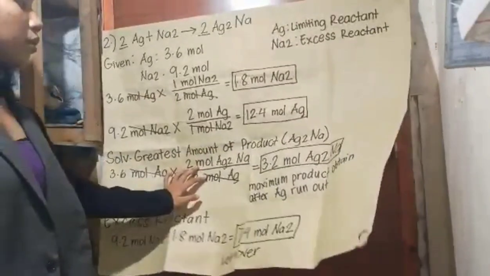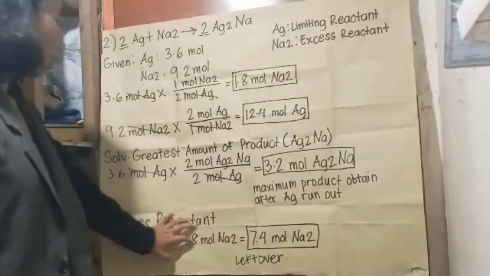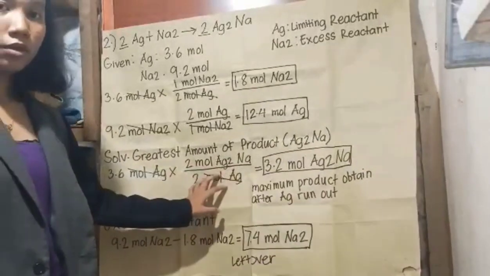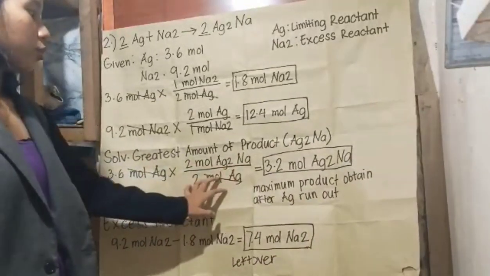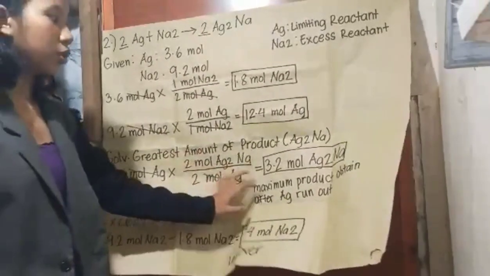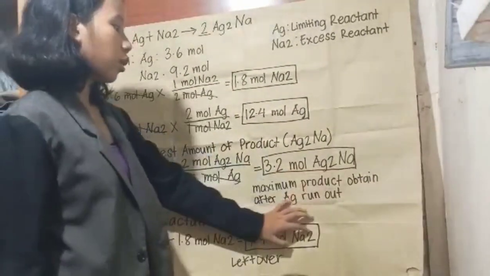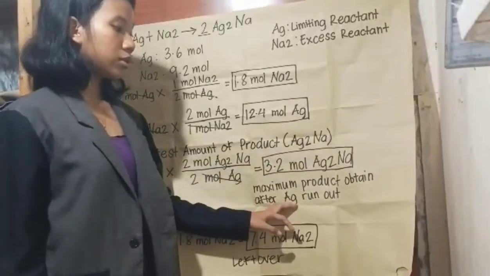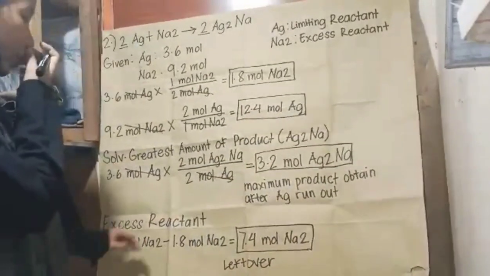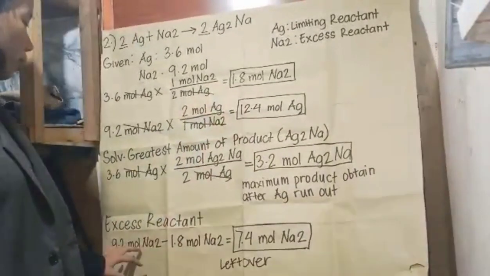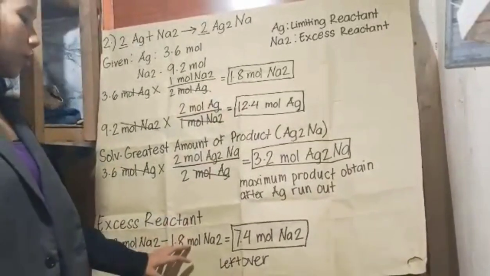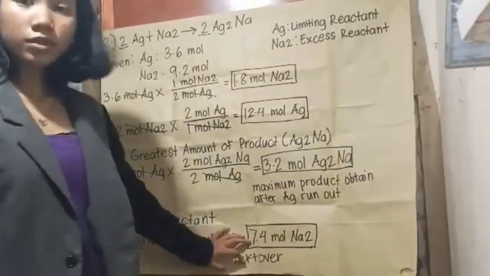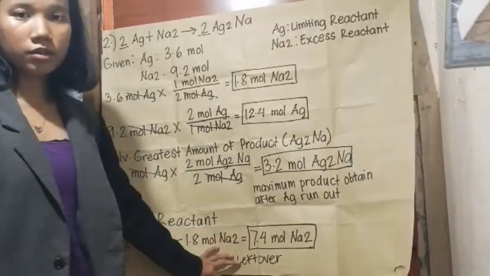And to solve for the greatest amount of product, Ag2Na, it is 3.6 Ag multiplied by 2 mole Ag2Na divided by 2 mole Ag. So the calculation of this is 3.6 mole Ag2Na. This is the maximum product obtained after Ag, which is silver, runs out. So to get the excess reactant, 9.2 mole Na2 minus 1.8 mole Na2 equals 7.4 mole Na2. This is the leftover of the excess reactant.